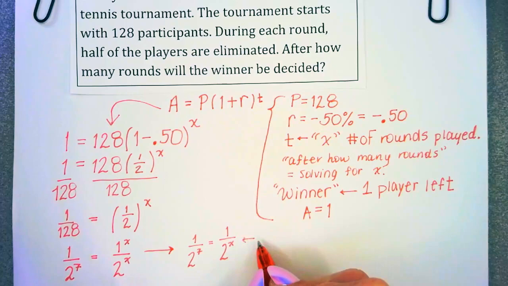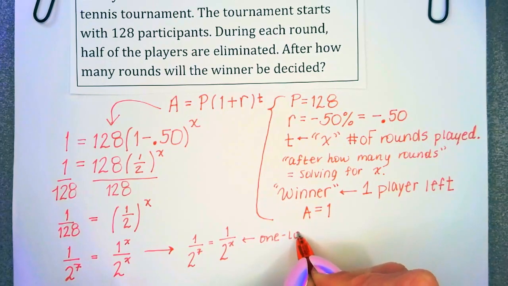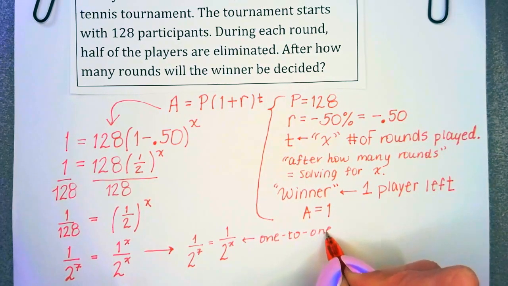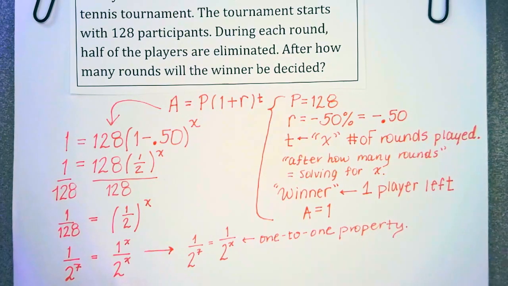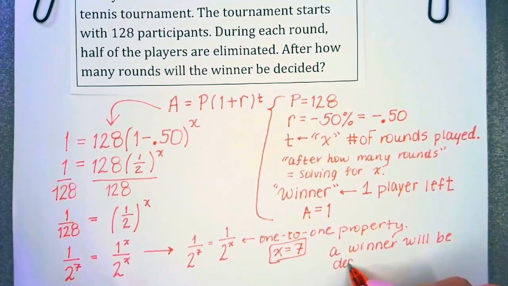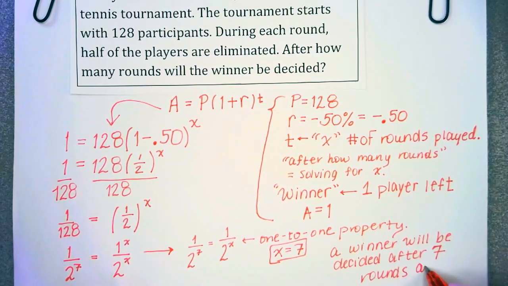When you do something like this, you're using something called the one-to-one property. We're going to talk about the one-to-one property more in the next few sections, but here's just a little bit of a sneak peek of what it's like. If you stare at this long enough, it should dawn on you that 7 is equal to the x value. That means after 7 rounds, a winner is decided.